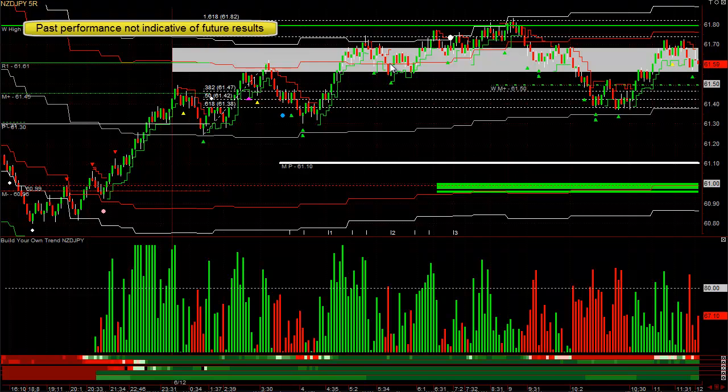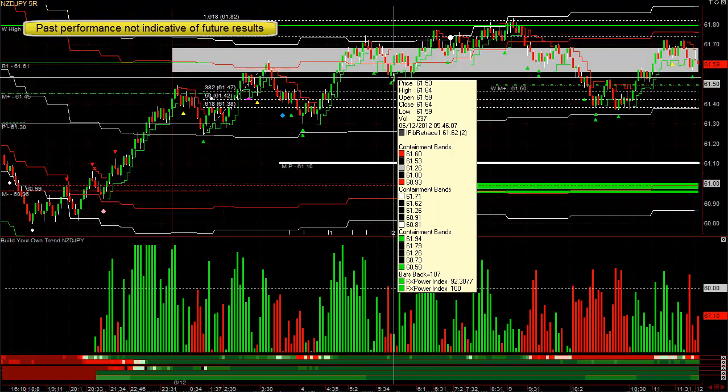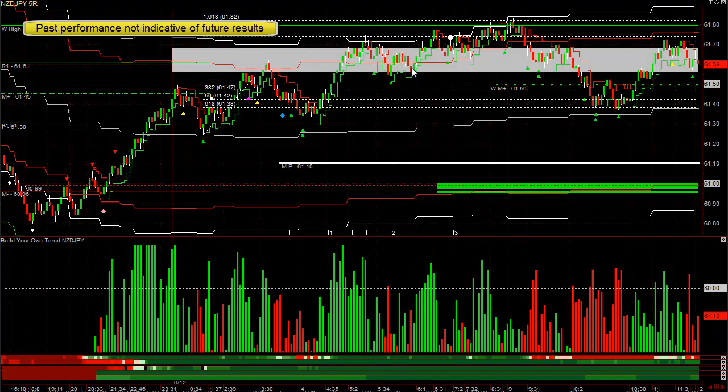So this one pulls back. You got the signal right here. You're in here at 60. I always put my stop underneath that bar's low by a pip. It kind of goes up. It almost stops you out, and then it shoots up. And again, it goes up right to the upper containment band, runs out of steam. You get out of half, and then it looks like the trailing stop got you out a little bit lower.